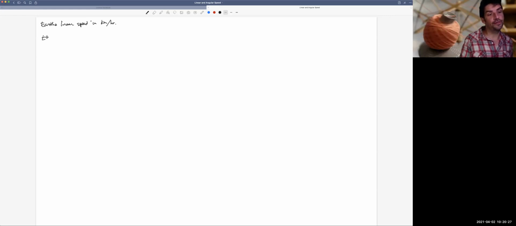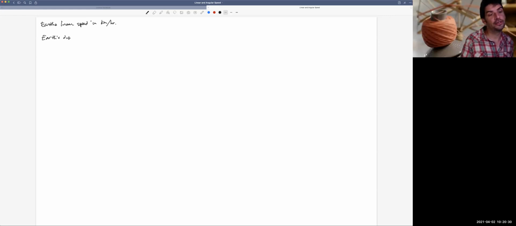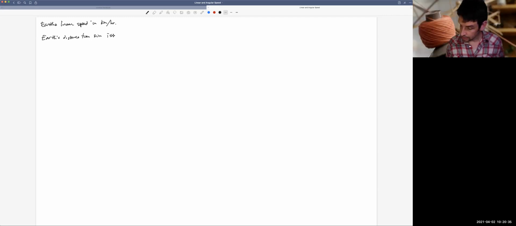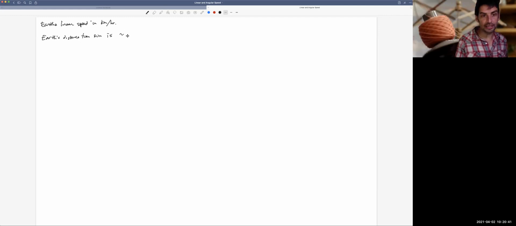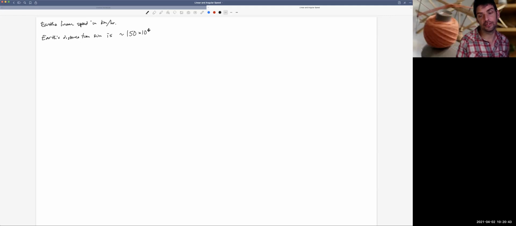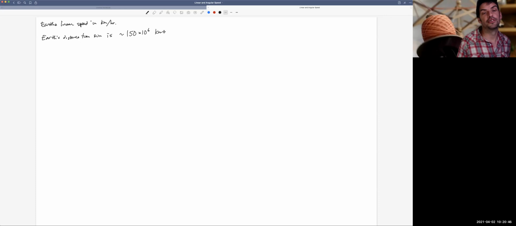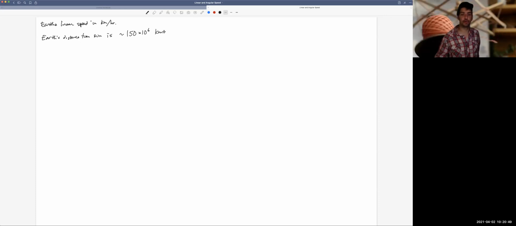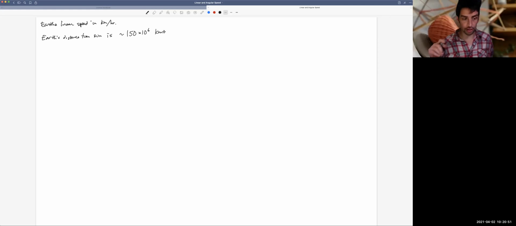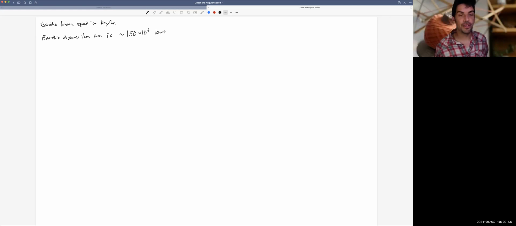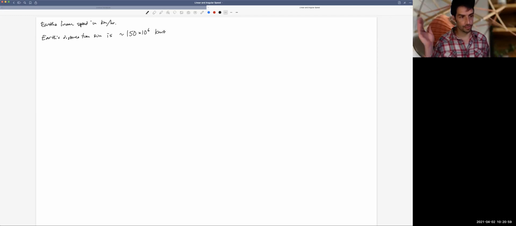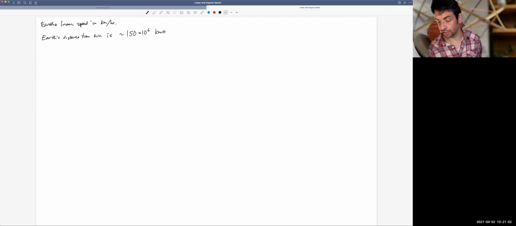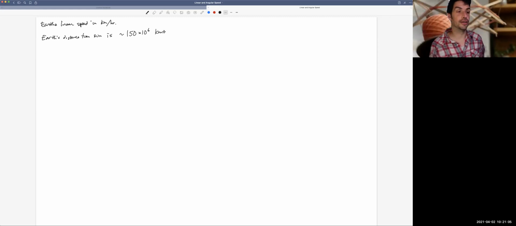The Earth's distance from the sun is about, so I'm using that little squiggle to be approximately 150 times 10 to the 6th kilometers. So about 150 million. Now, this is a huge approximation. The orbit isn't even a circle. It's more of an ellipse, but we're approximating things. So we're taking its average distance from the sun and pretending that we're traveling in a circle. So this is just really going to give us an approximation.